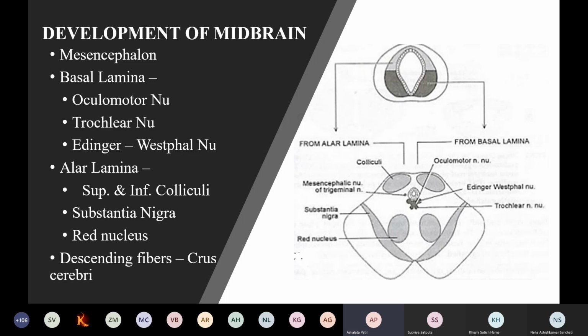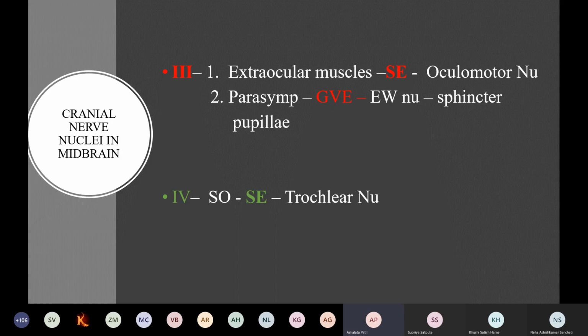While the alar lamina, it will develop into what? There are the superior and inferior colliculi, which are responsible for the visual and auditory reflexes. So these collicular neurons will be formed from the alar lamina, then the substantia nigra and red nucleus. All these are derivatives of the alar lamina. So for the cranial nerve nuclei, which cranial nerves arise? That is the third and fourth.